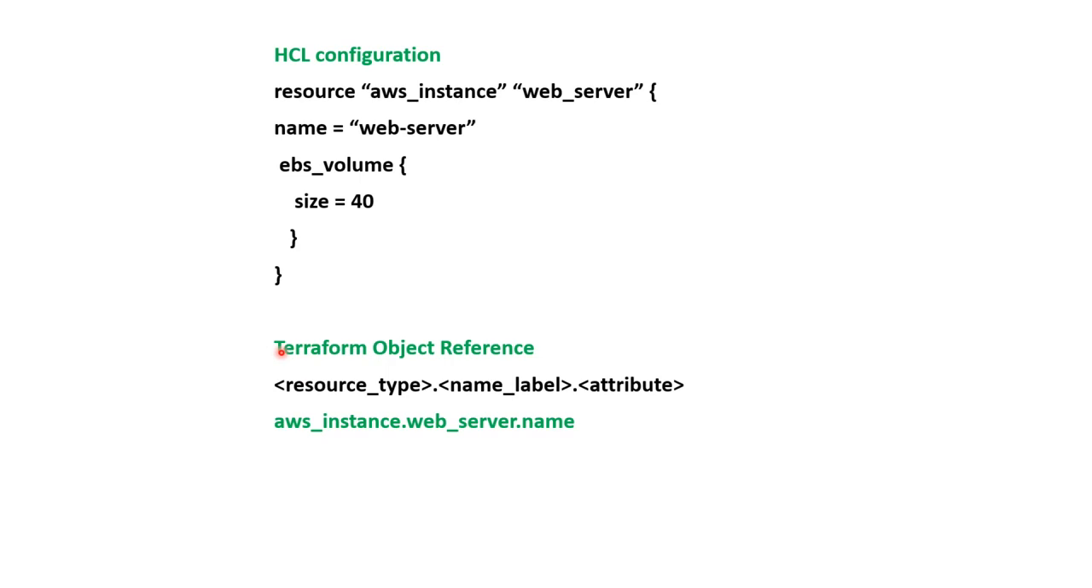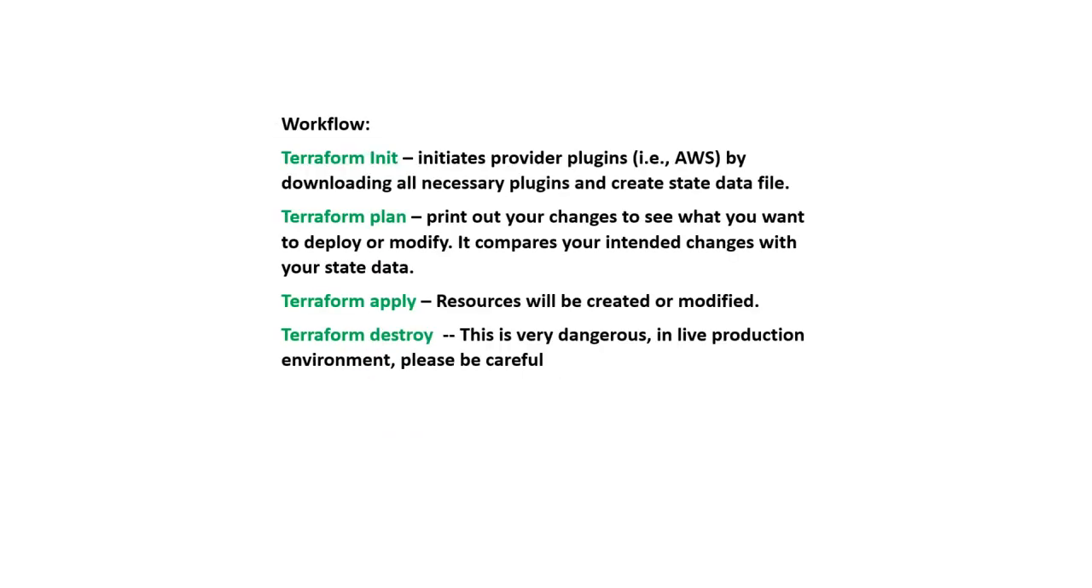Now, let's look at the Terraform object reference. Resource type dot name label dot attribute, and the attribute we are targeting here is name. The name label is web server, and the resource type is AWS instance.